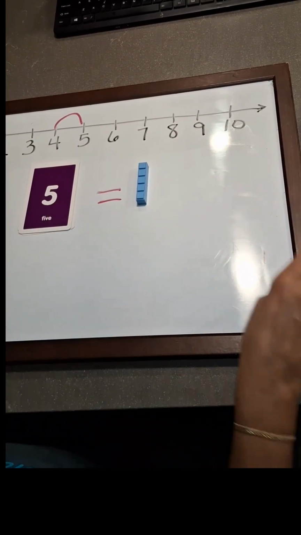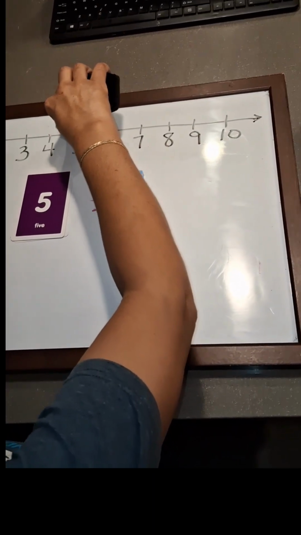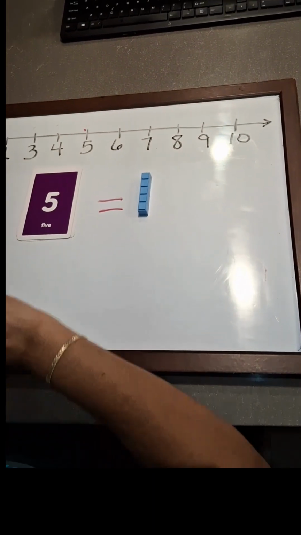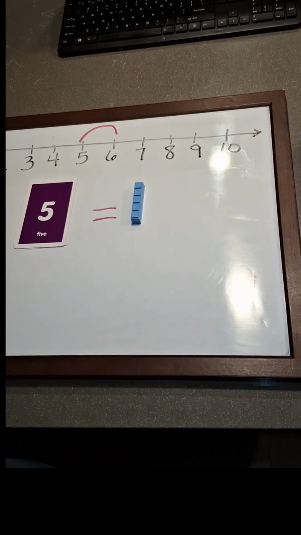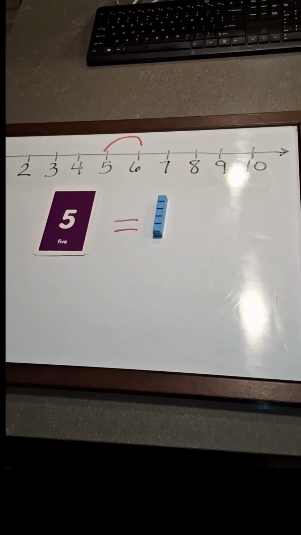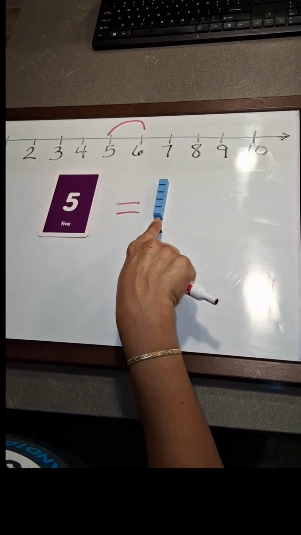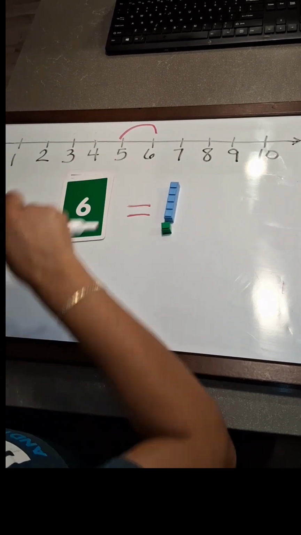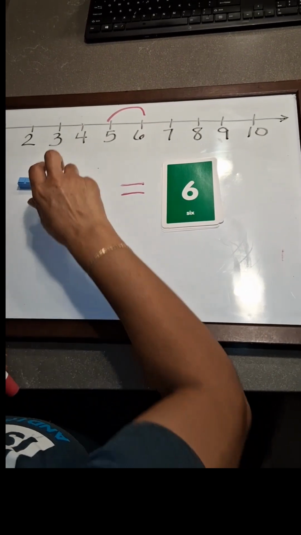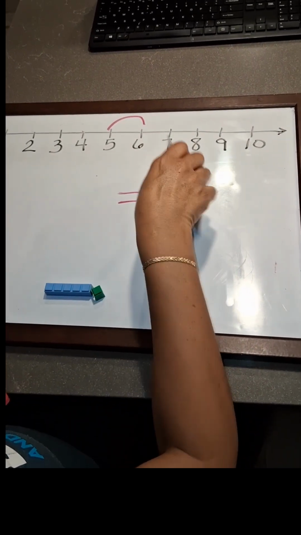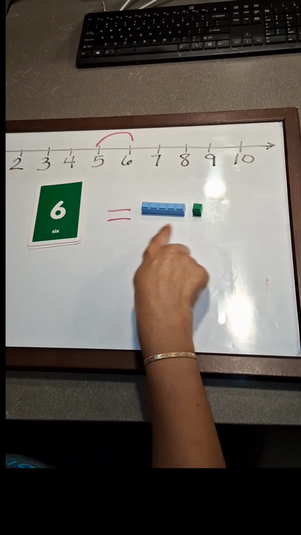What is 5 plus 1 more? 6. 5 plus 1 more would be, jump from 5 to 6. So 5 plus 1 more. It's not 5 anymore. It's 1 more than 5. 6. Okay. So we have 6. 5 plus 1 more is 6.